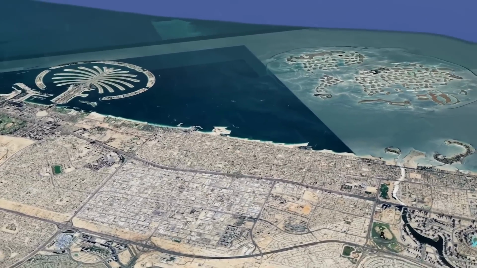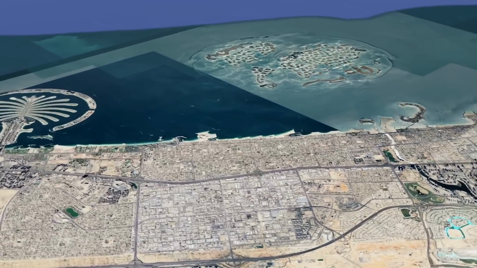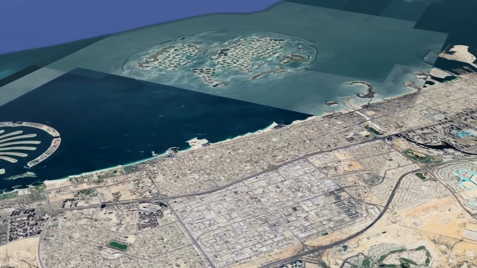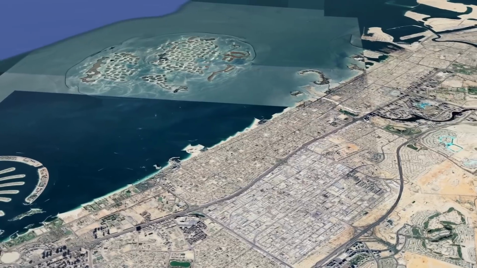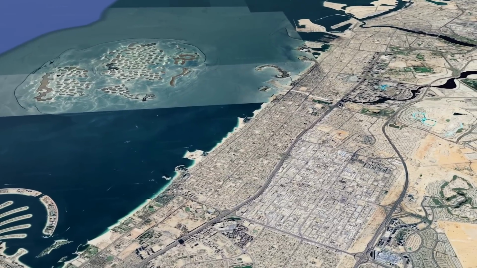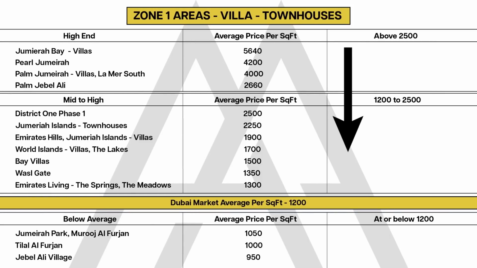A lot of them are super prime communities because to own a house on an individual plot of land in such a key zone of Dubai can't be that affordable. I will go in order of decreasing average price per square foot for the communities.